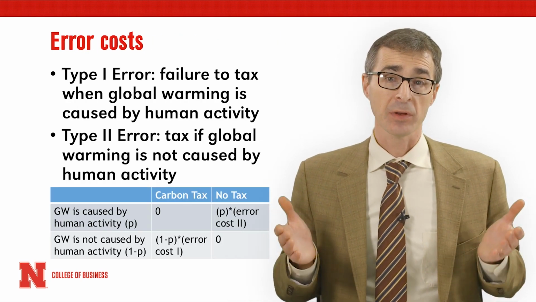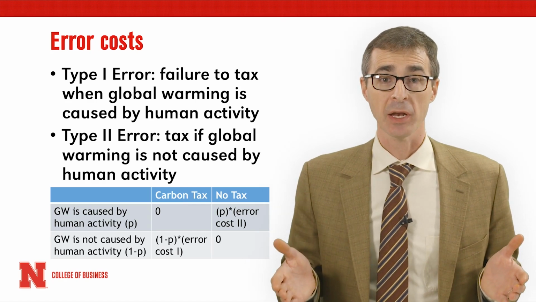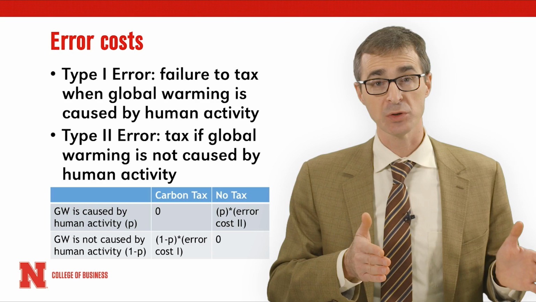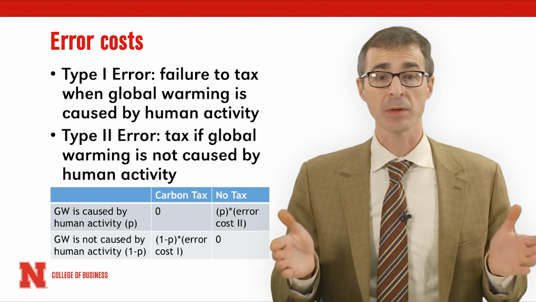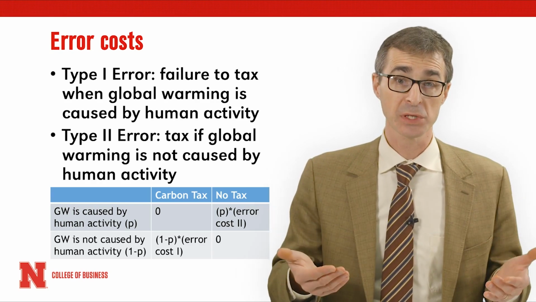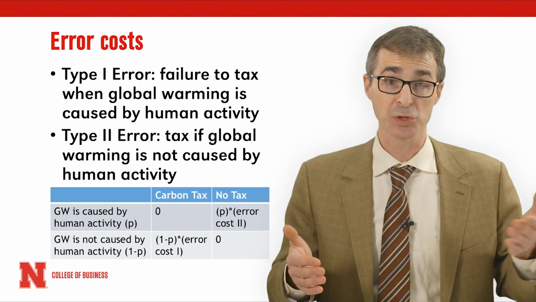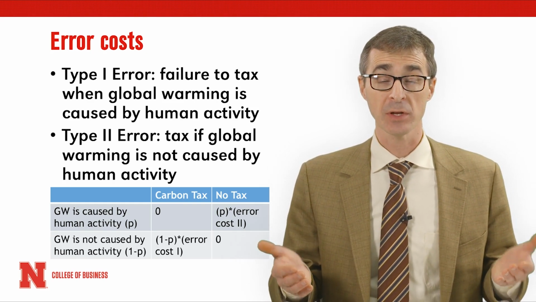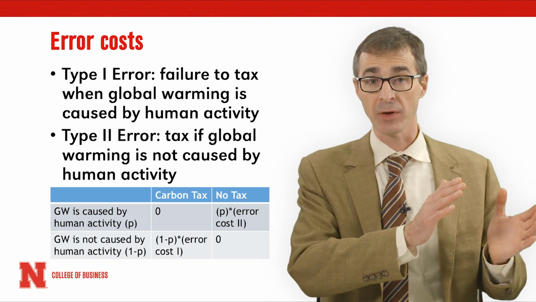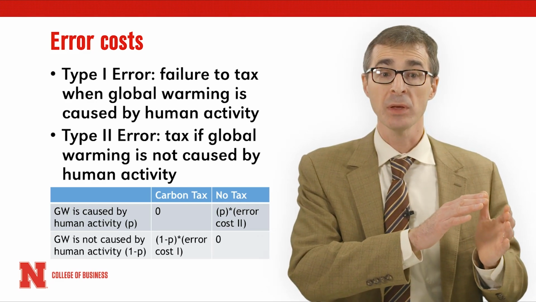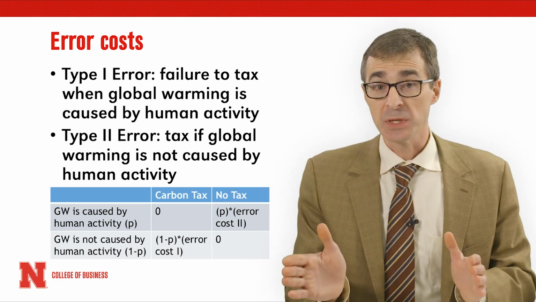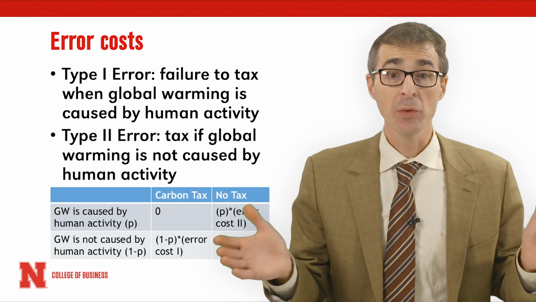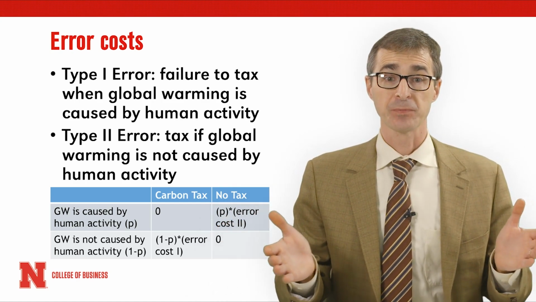If we think about the kinds of errors we can make in economic decision making, we'll dichotomize those as type 1 and type 2 errors. A type 1 error in this case would be a failure to impose a tax when in fact carbon was resulting in climate change. In other words, it was caused by human activity. The other kind of error, a type 2 error, would be imposing the tax and later finding out that climate change was unrelated to human activity.